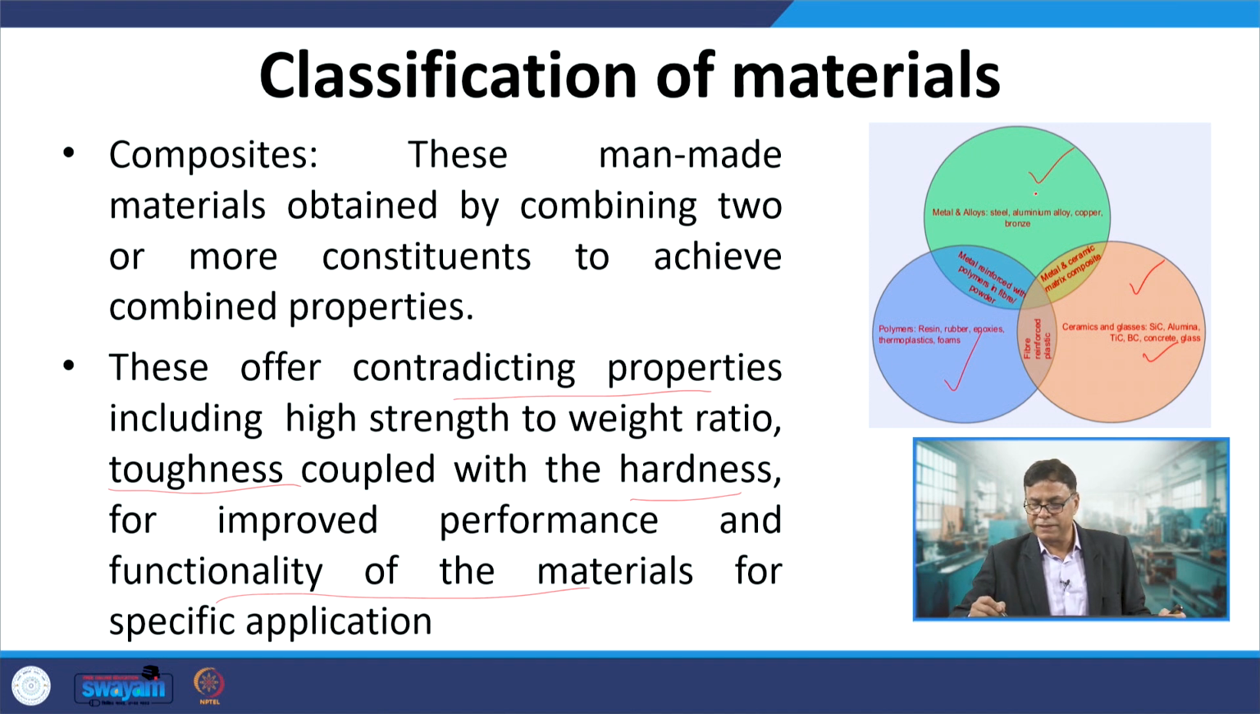Okay. So, metals and alloys like steels, aluminum, copper form the metal matrix composites, and ceramic materials and glasses like silica and carbide, alumina, titanium carbide, boron carbide, concrete glasses, etc., are the ceramic matrix composites, and the polymers like resins, rubbers, epoxies, thermoplastics, and foams are used as a matrix in case of the polymer matrix composites.